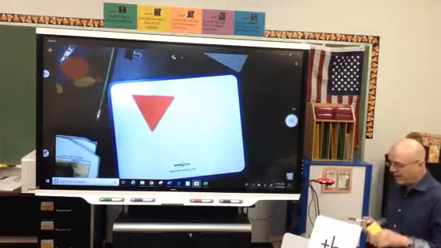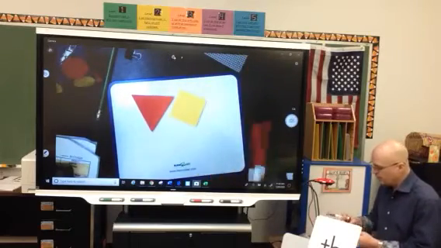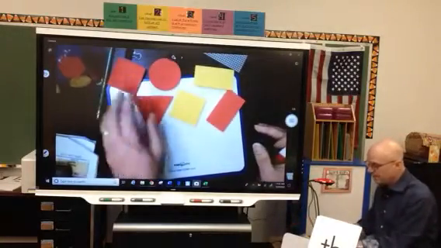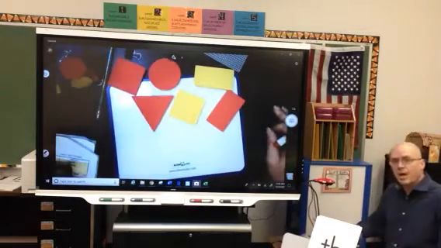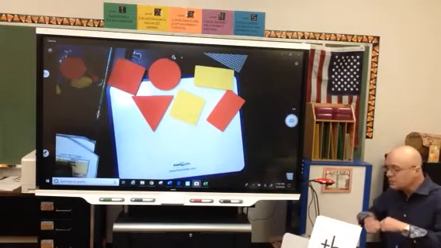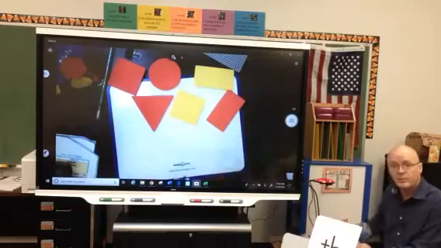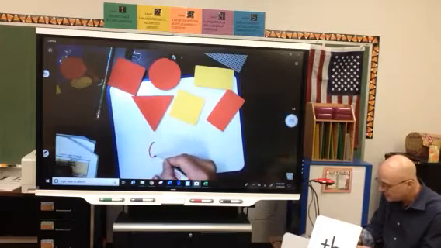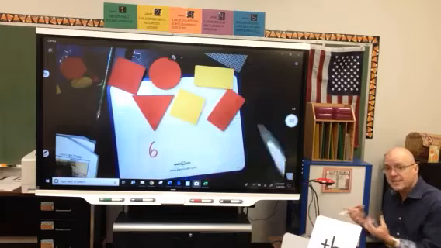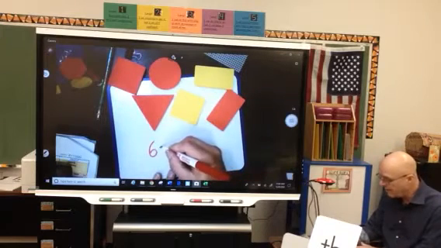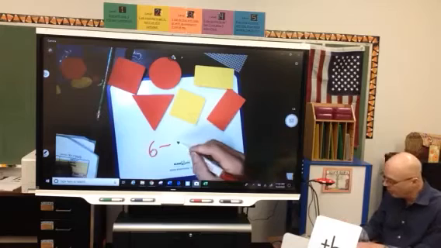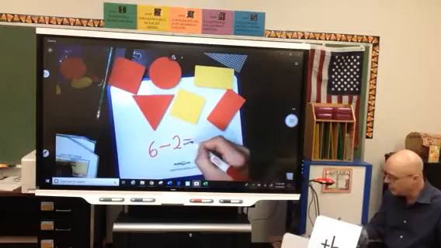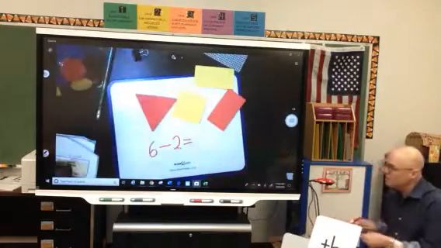So let's say we have 6 shapes. 1, 2, 3, 4, 5, 6. I've got 6 shapes here. So where does our first number go? Our first number is how many we start with, right? So I've got 6, so I'm going to put that number first. 6. Now, I'm going to take some away. So I'm going to use the minus sign. Let's say I take away 2.